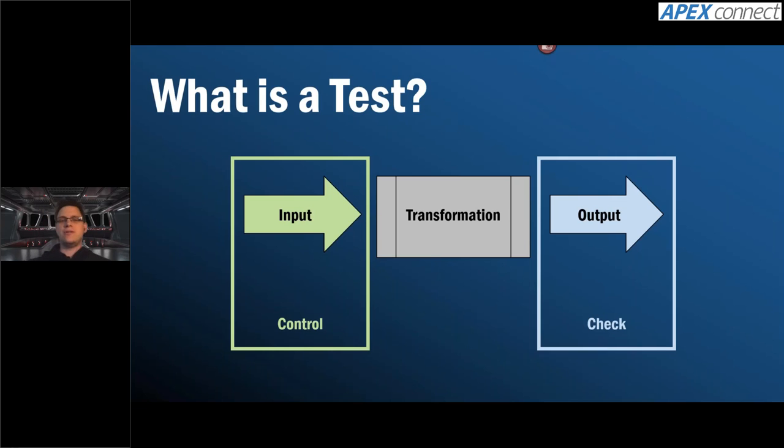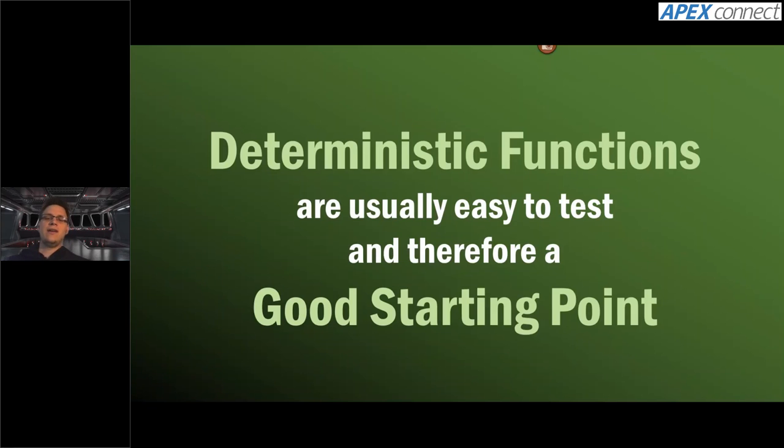And of course, with our first example, this is very, very easy because we have very visible direct input that we can control. So if you wonder where is a good start to begin with unit testing, always look for deterministic functions because they are usually very easy to test and a good starting point.